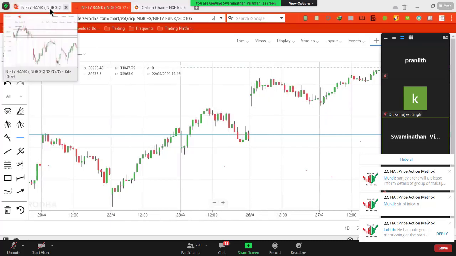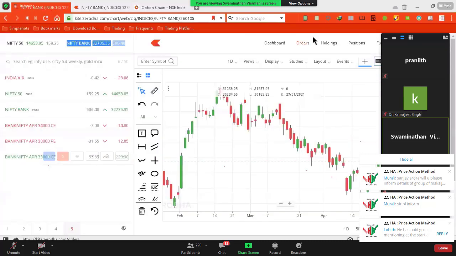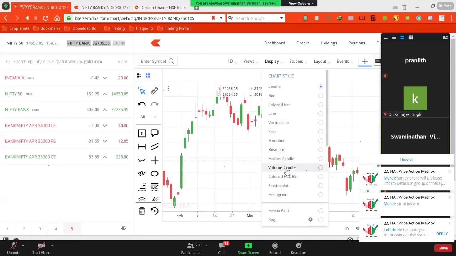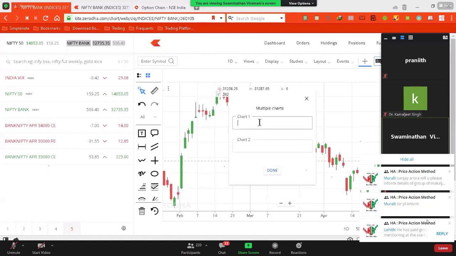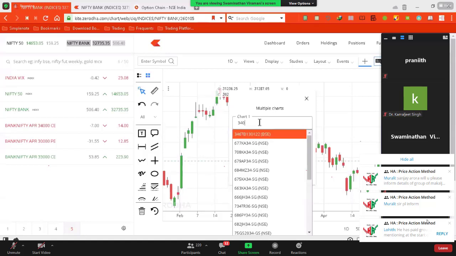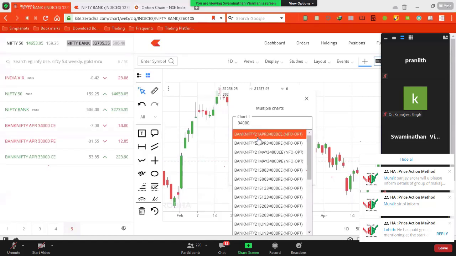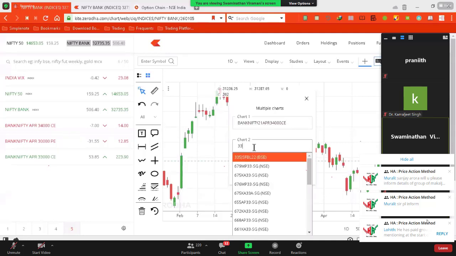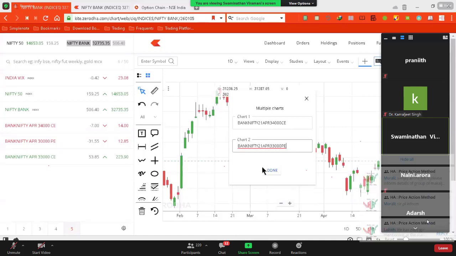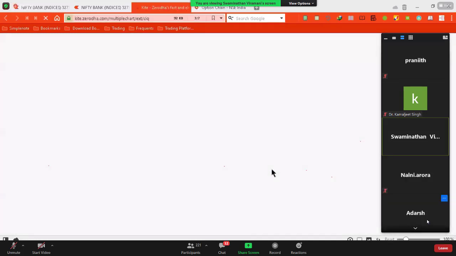And all these things, which I'm showing you on a spot chart, we do on an option chart. Typically what I do is, let me put it into a multiple chart mode on Zerodha. I have two charts side by side. Let's say 34,000 C and let's say 33,000 P, just for the heck of it and as an example.